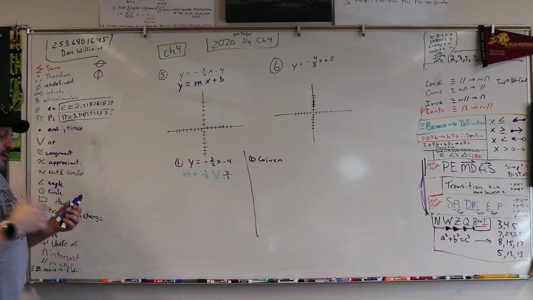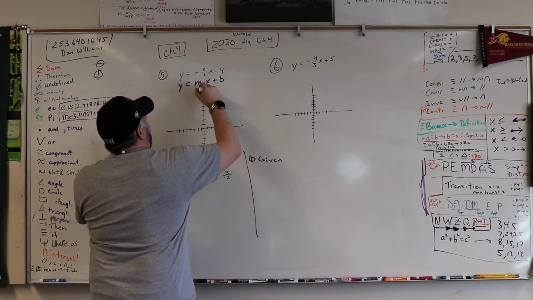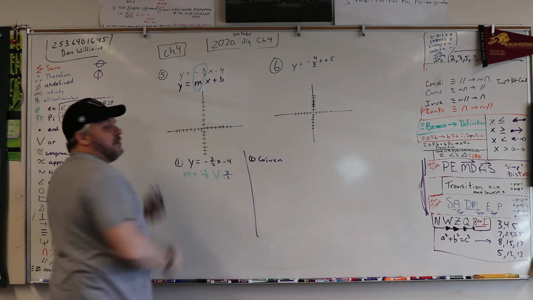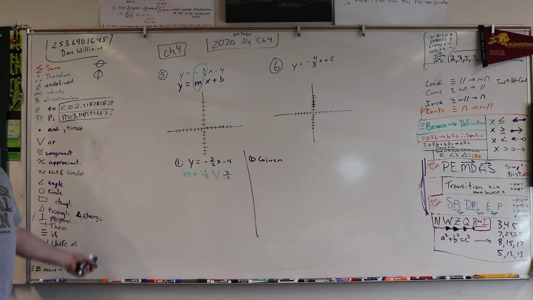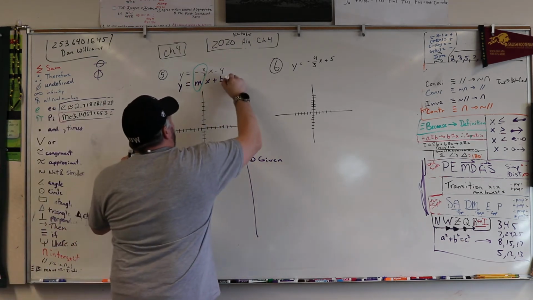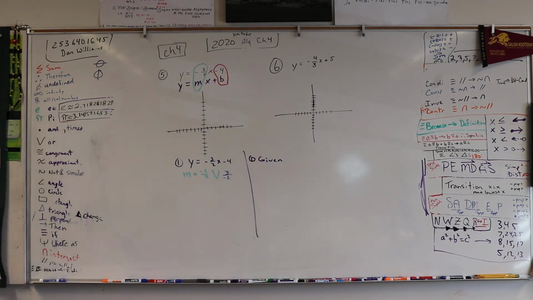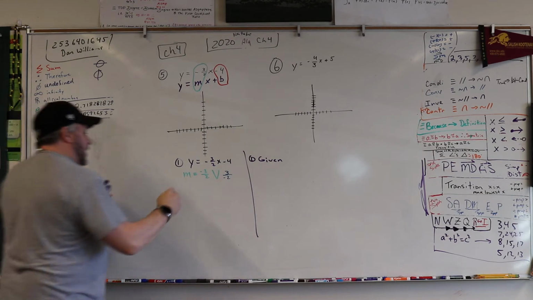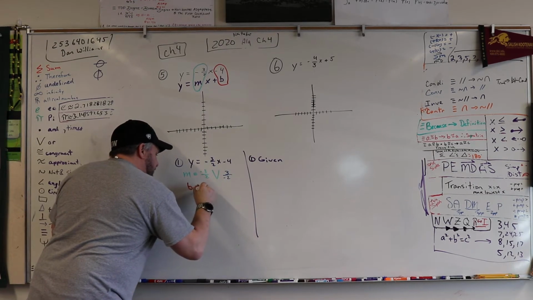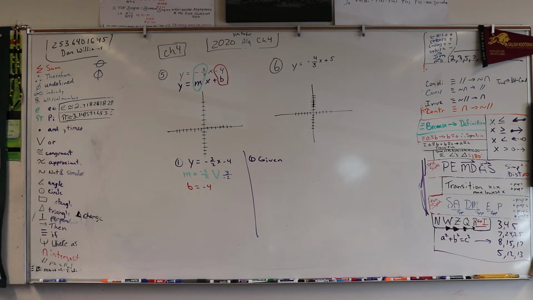And what's b? So that is your m. M is right here, right? And then what's your b? Yeah, your b, the sign includes, right? The sign goes with it. So b is equal to negative 4. And what do you need to graph any linear equation? What two things do you need?